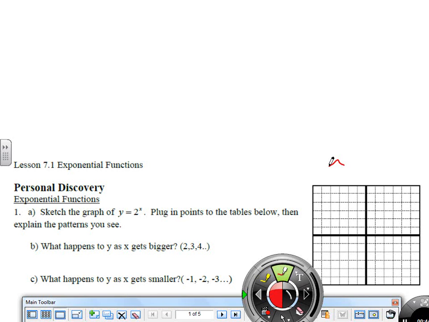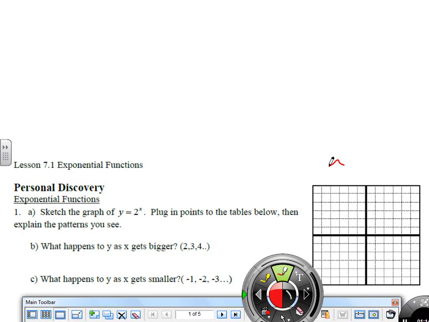Now this says plug in points to the table below. We're going to use the table that your calculator can make for us. So how would you generally describe the shape of this curve? What would you guys say is happening? Okay, it's curved. Sure. Okay, so it seems to have some positive correlation. So that leads into these questions right here.